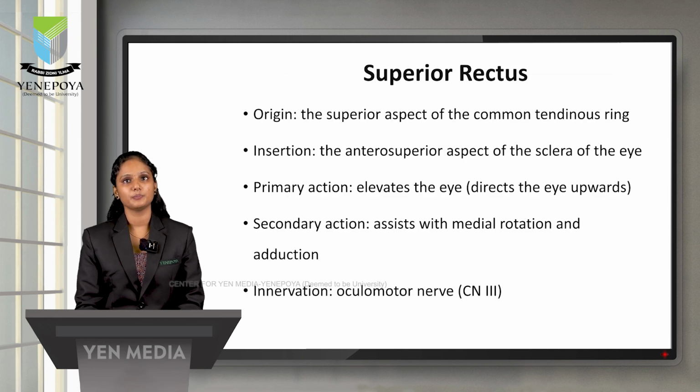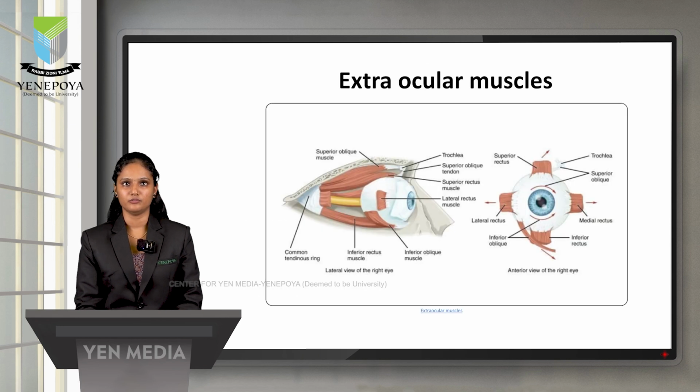So we'll begin with the superior rectus muscle. The origin of the superior rectus is from the superior aspect of the common tendinous ring and it gets inserted into the anterior superior aspect of the sclera of the eye. The primary action of the superior rectus is to elevate the eye. That is, while looking up, the superior rectus will help in the elevation of the eye. Secondary action, it will assist with the medial rotation and adduction. And it is innervated by the oculomotor nerve, that's the third cranial nerve.